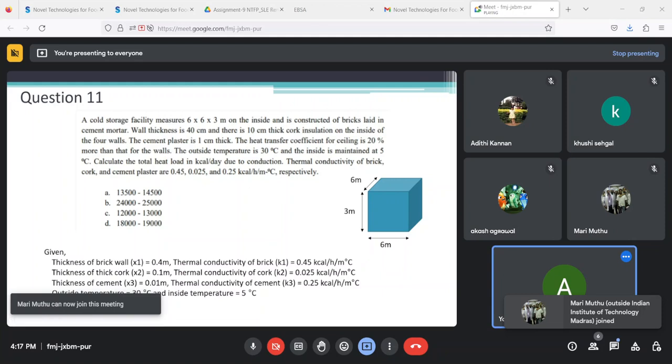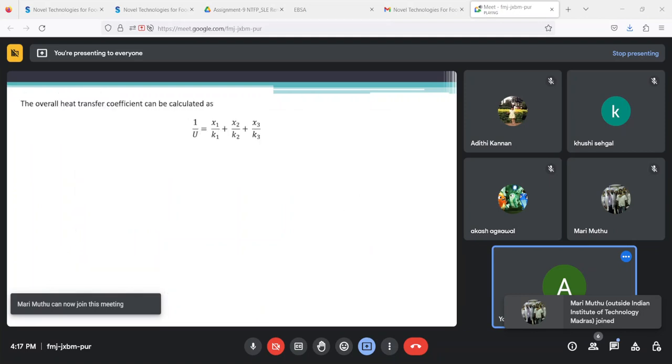So when you're dealing with a multi-layer system, you can find out the effective conductivity, effective heat transfer coefficient as follows. So 1 by U. U is the overall heat transfer coefficient. Now here you are looking at overall heat transfer coefficient because you have multiple layers through which the conduction is happening. If you had a single layer, then this will be directly equal to K1 or K2 or K3. That will be equal to K.